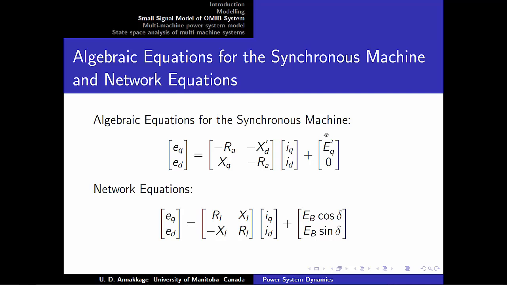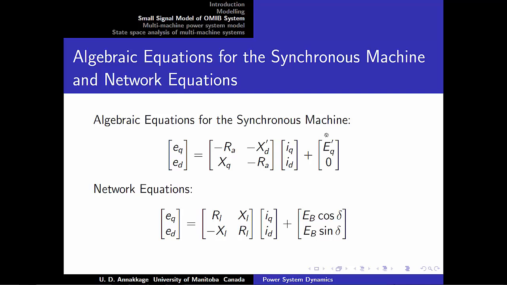You have seen this first equation in the previous lecture. It gives a relationship between the DQ frame voltages and DQ frame currents from the point of view of the synchronous machine. Now let's look at the second equation.